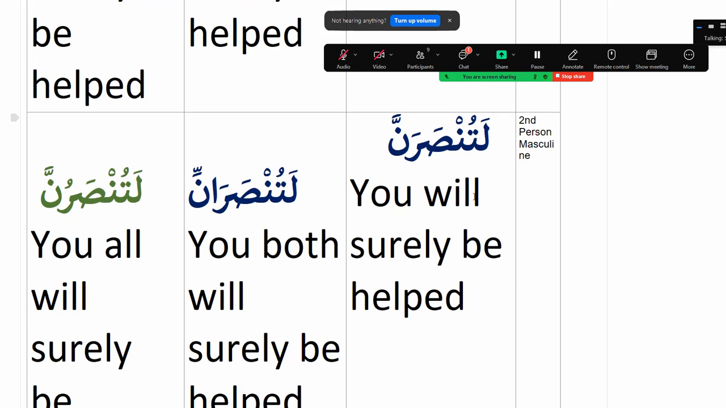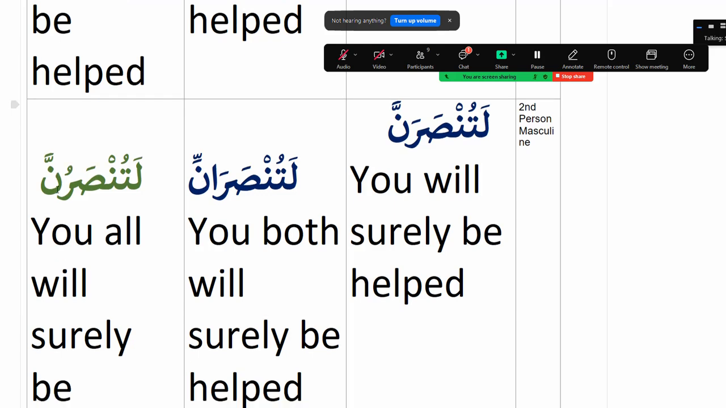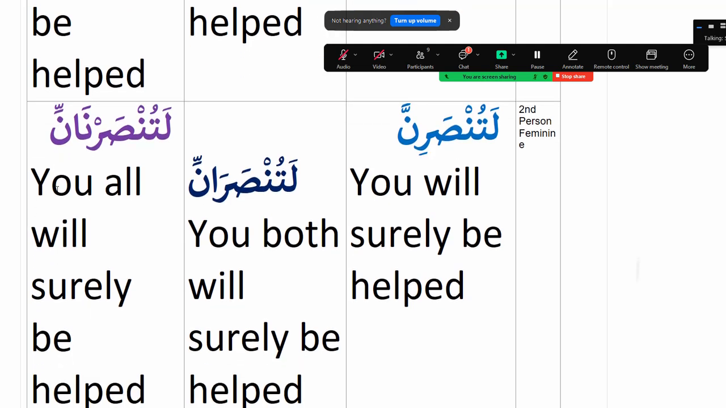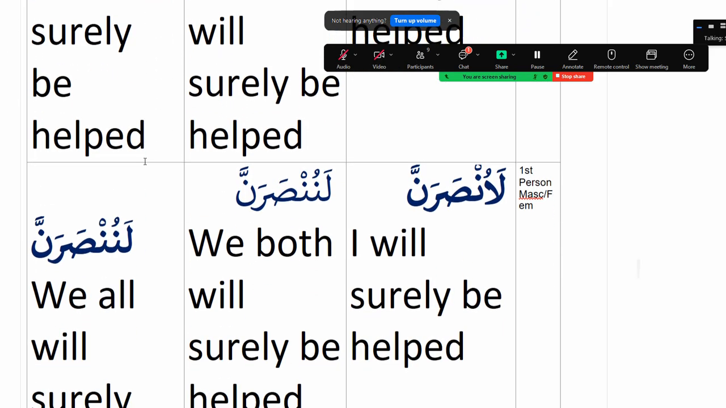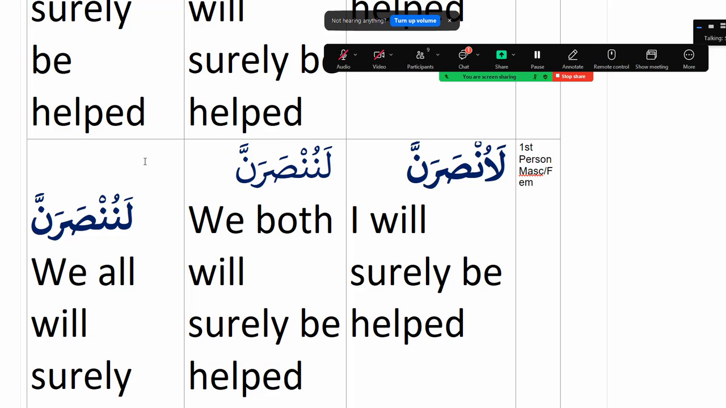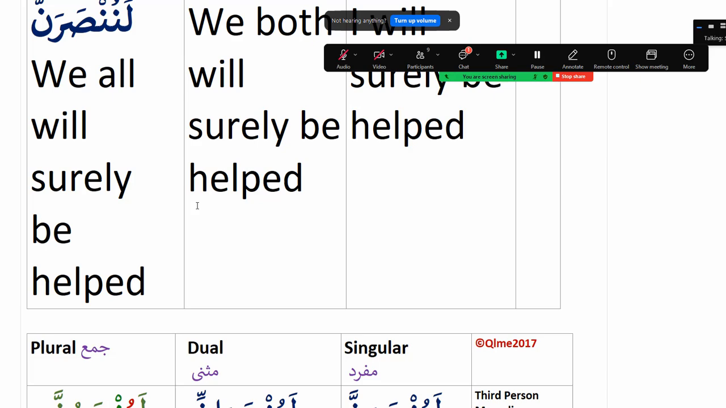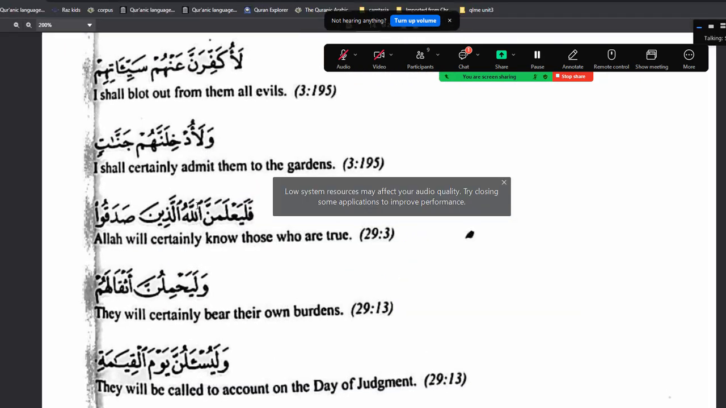La tunsaranna, you will surely be helped. La tunsarani, you both will surely be helped. La tunsarunna, you all will surely be helped. La tunsarinna, you will surely be helped. La tunsarani, la tunsarnani, you all will surely be helped. لأنصرن, I will surely be helped. لننصرن, we all will surely be helped. Okay, let's take the examples.